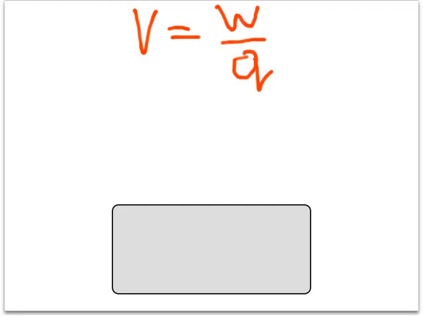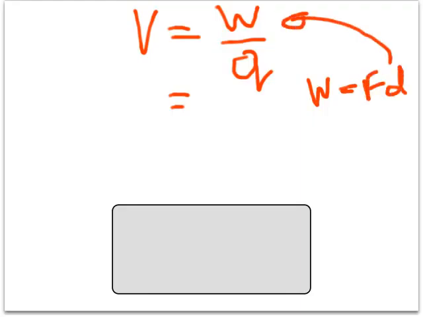Now what we can also do with this formula, let's have a look at it. So V equals W over Q. Okay, now let's rearrange this and put in some values that we already know. Now we know that work equals force times distance, so let's put that into the equation there. So V is equal to F times D divided by Q.